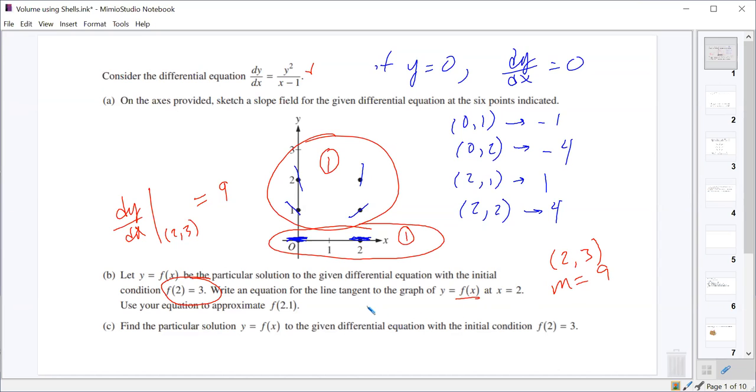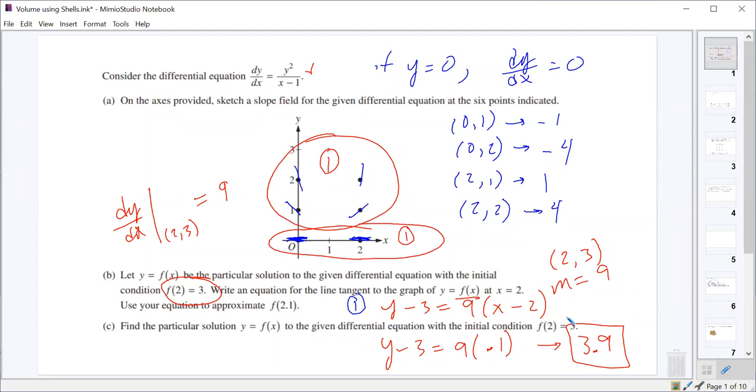All right, so the equation of our line is y minus 3 equals 9 times (x minus 2). And they gave you 1 point if you got the equation. So 1 point for the equation. And then they asked you to approximate f(2.1). So you're just going to plug in 2.1 for x. So you'll have y minus 3 equals 9 times 0.1. And then that'd be 0.9 plus 3 should be 3.9. And that was also worth 1 point.